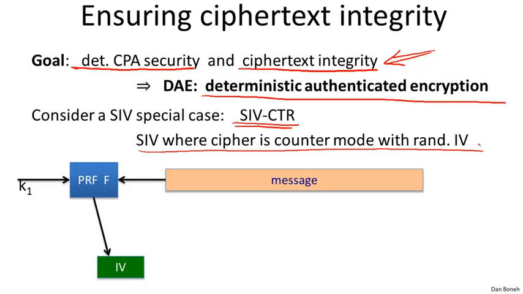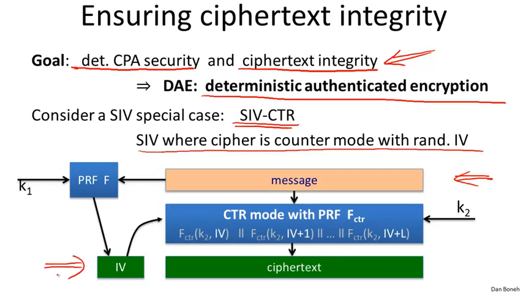Let me remind you again how SIV works in this case. We take our message and apply a PRF to it, and that derives an IV. Then that IV is used to encrypt the message using randomized counter mode. In particular, we use this PRF F_CTR, for randomized counter mode, and essentially we evaluate F_CTR at IV+1 up to IV+L, and then we XOR that with the message, and that gives us the final ciphertext. So this is SIV with randomized counter mode.